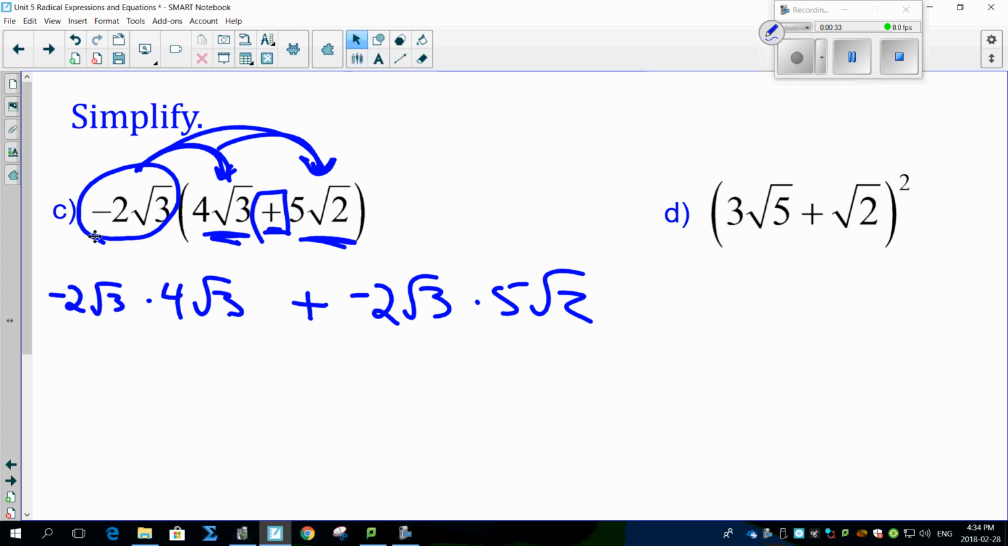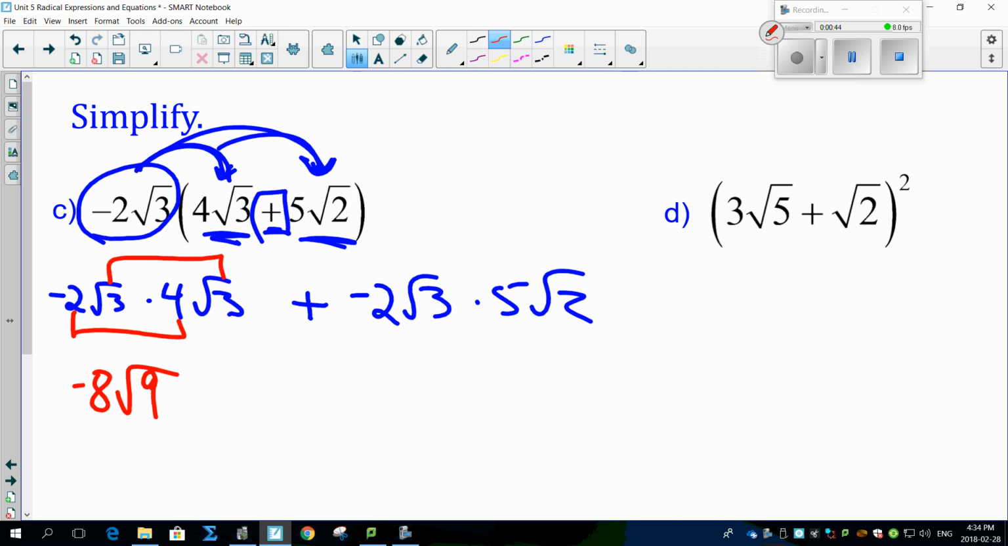So straight out as before, numbers times numbers, right? So minus 2 times 4 is minus 8. Radicals times radicals, that gives you root 9. Well, we'll get back to that one in a second. That's kind of interesting. This is going to be numbers times numbers. That's going to be minus 10, right? And root 3 times root 2, which is actually root 6.